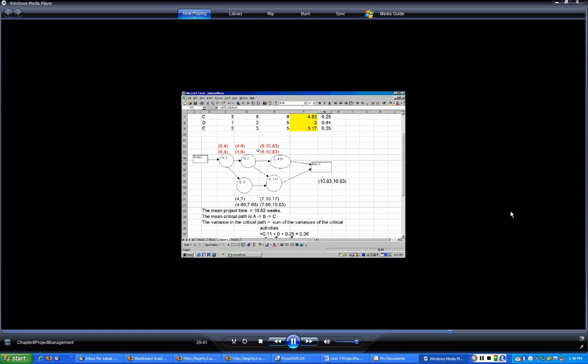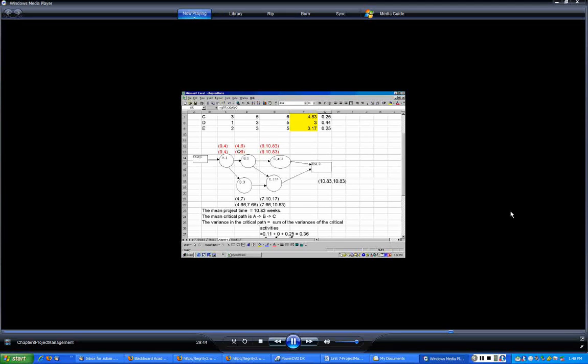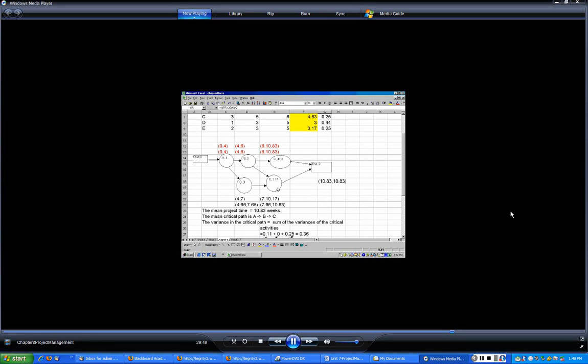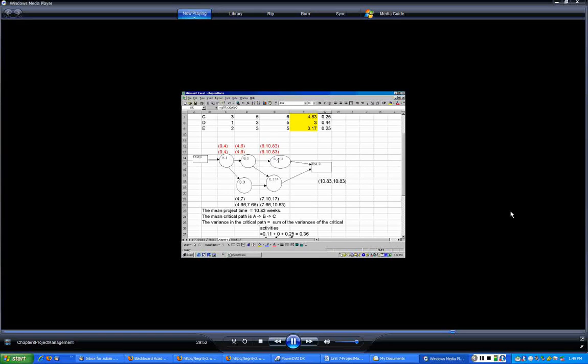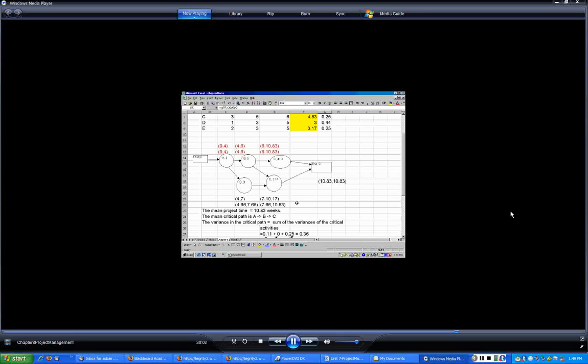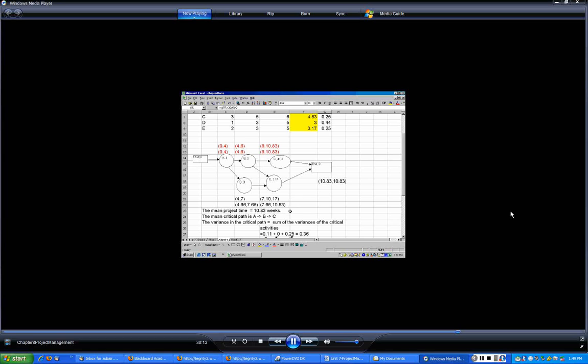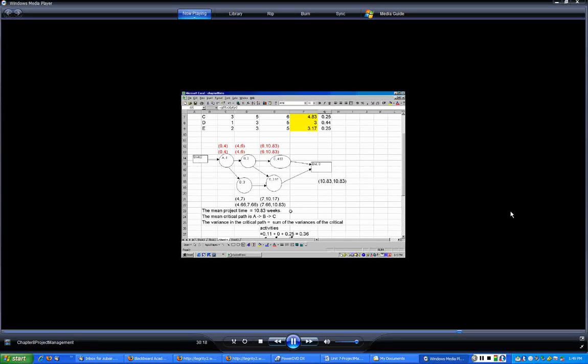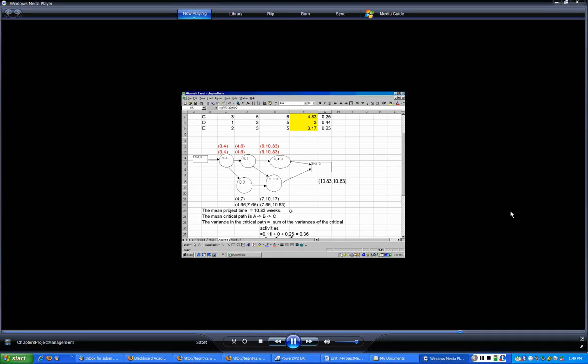Then look at those activities that have the same early start and late start, as well as the same early finish and late finish. These are the critical activities. In this case, A, B, and C are critical activities, so the path that connects them is the critical path. The non-critical activities are D and E, and you have some flexibility to schedule these activities a little later. The mean project time that we get here is 10.83 weeks, which means it could take you less than 10.83 or more than 10.83, and on average it will take you 10.83.